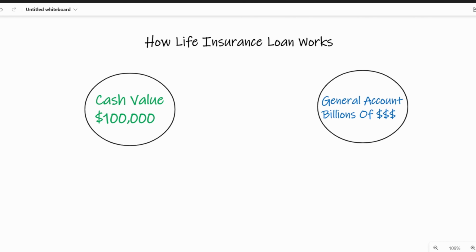How life insurance loan works. I want you to imagine two circles. One circle is called the cash value, and let's say there's $100,000 in it. That's for your living benefit. And the second circle is called the general account, and in that general account, there's billions of dollars in it. That's the life insurance company's.